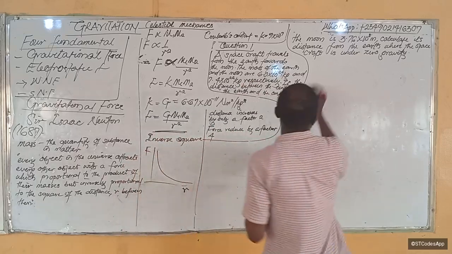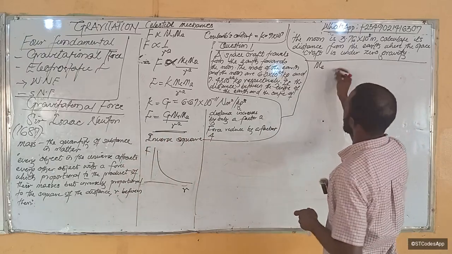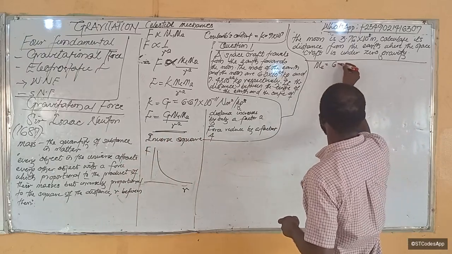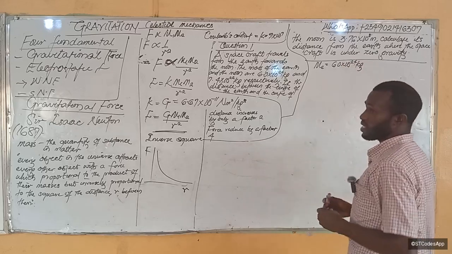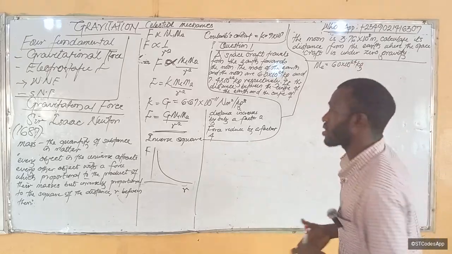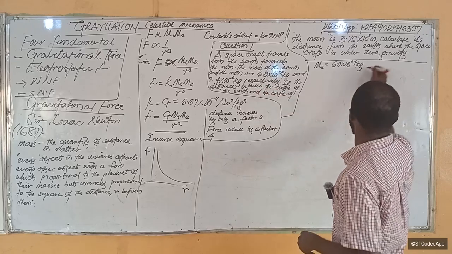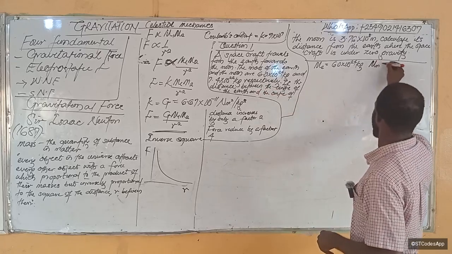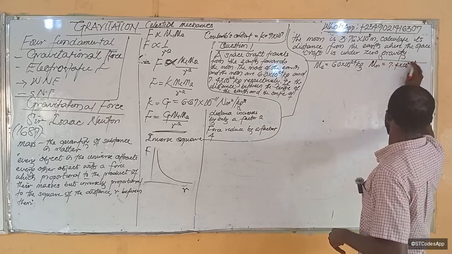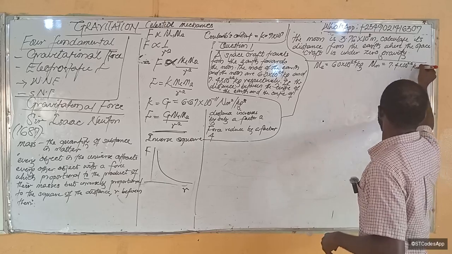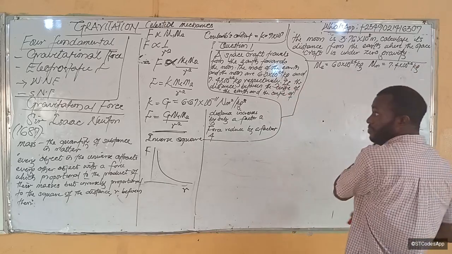So let's write our parameters. We have the mass of the Earth, let's call that M sub E, is 6.0 times 10 raised to the power 24 kilograms. Keep in mind that we'll be dealing with very large numbers now because they are celestial bodies, okay? And the moon, M sub M, is equal to 7.4 times 10 raised to the power 22. Of course, you can see that the Earth is heavier than the moon.